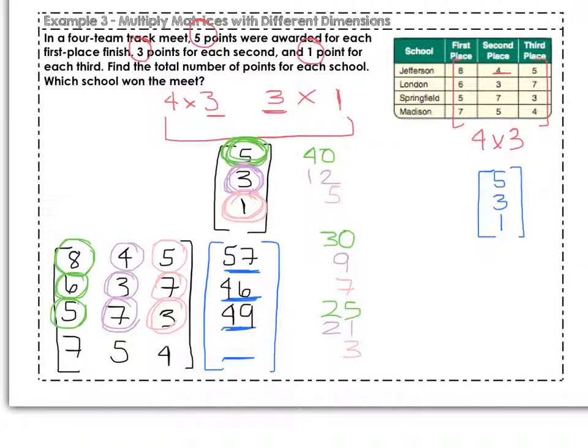All right, Madison, 7 times 5, 35. And then we got 5 second place finishers each getting 3 points, that's 15. And then here we go, 4 third place finishers each getting 1, so we have a plus 4. So here we go, 35 plus 15 plus 4, 54. So we get to say Jefferson clearly and by matrix operations won the track meet.